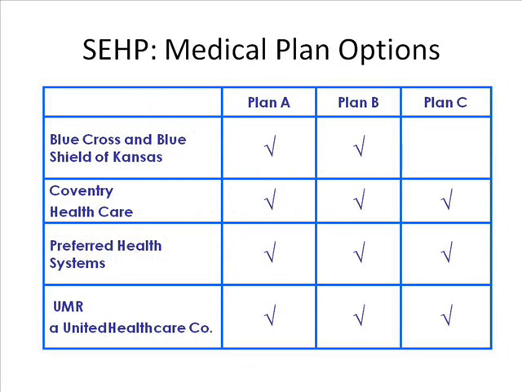Depending on whether you choose Plan A, B, or C, you have a choice of at least 3 vendors to administer your plan. Blue Cross is available for Plans A and B. Coventry, Preferred Health, and UMR each offer all 3 plan options. All plans are available statewide and nationwide. Coverage outside the U.S. is limited, and you should contact the plan before traveling overseas.